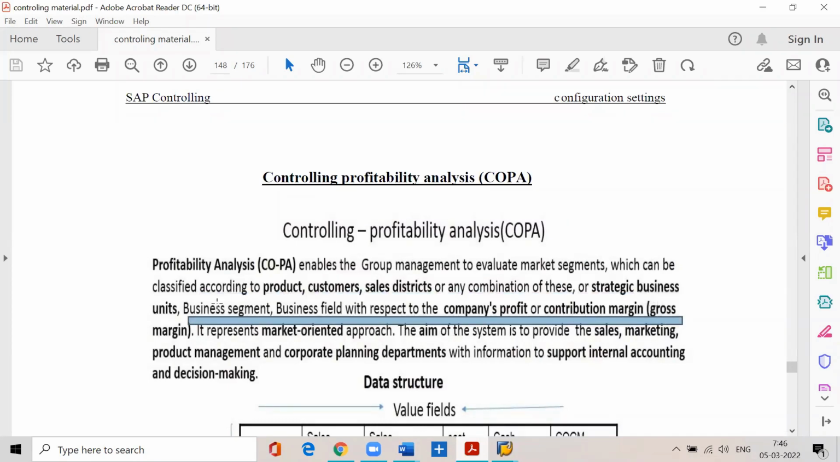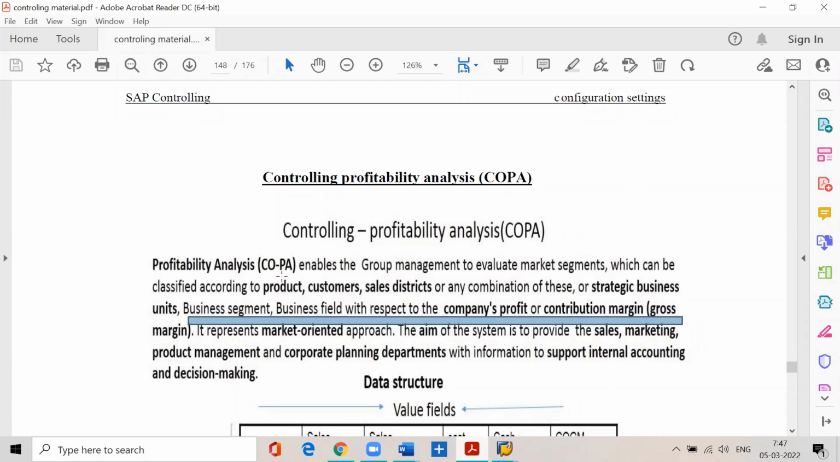Sir? Yes. Can we start? Do we have the product costing concept? Yeah. Okay. See, after controlling profitability analysis, we start integration. After that, SD integration. Then we start product costing. Oh, okay, sir. Because into the product costing, the information is also transferred from there. Oh, okay, sir. Thank you, sir.